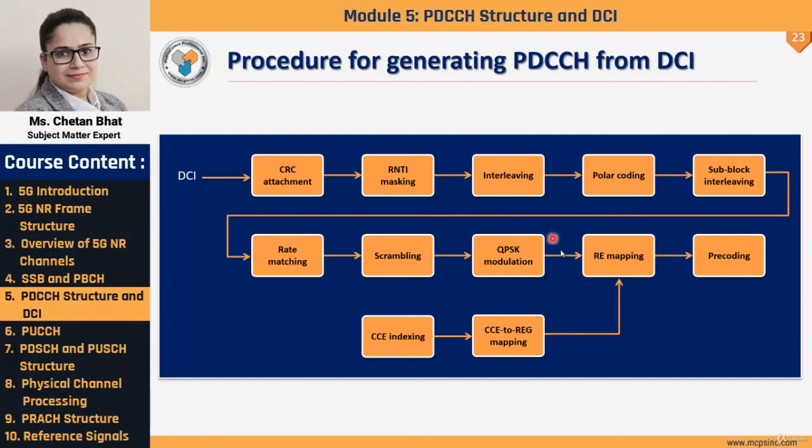Now the mapping of these bits onto the REs using the modulation scheme, which is QPSK for PDCCH, that means 2 bits per subcarrier or RE. And then we can also map the CCE indexing. CCE indexing means what the aggregation level is, with respect to the aggregation level what the number of CCEs is, and with respect to the CCE what the number of REGs is, right? And depending upon that, we will calculate the number of REs on which the PDCCH information will be sent. So this is the procedure of generating the PDCCH from the DCI.